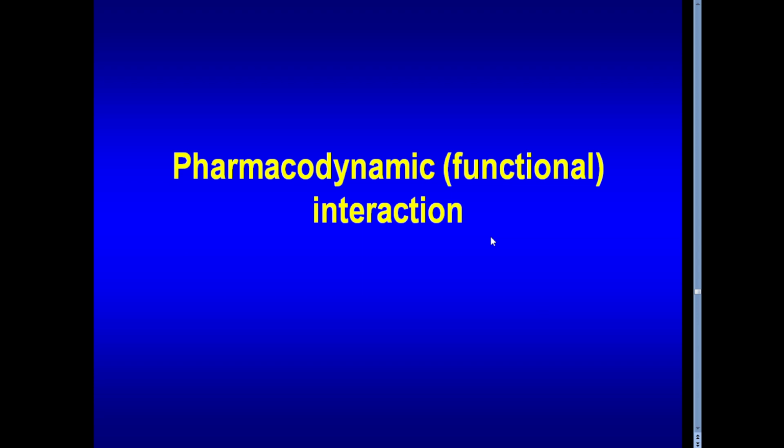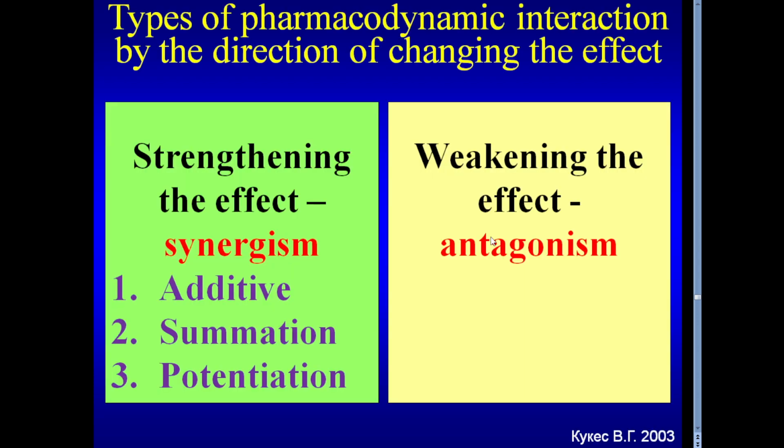A few words about pharmacodynamic or functional interaction. Functional interaction is interaction at the level of target molecules. We distinguish possible strengthening of the effect and weakening of the effect. So pharmacodynamic interaction, by the direction of changing the effect, is divided into synergism, or strengthening the effect, and antagonism.